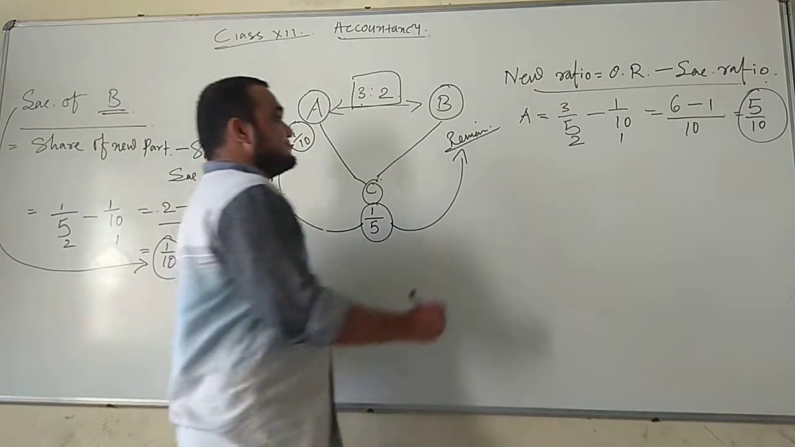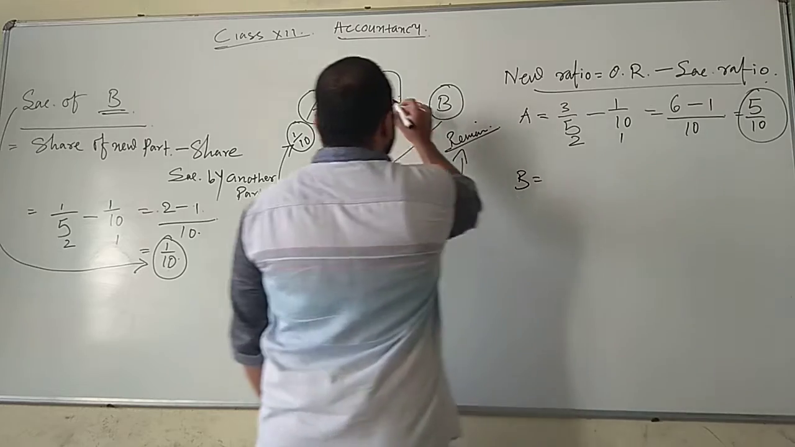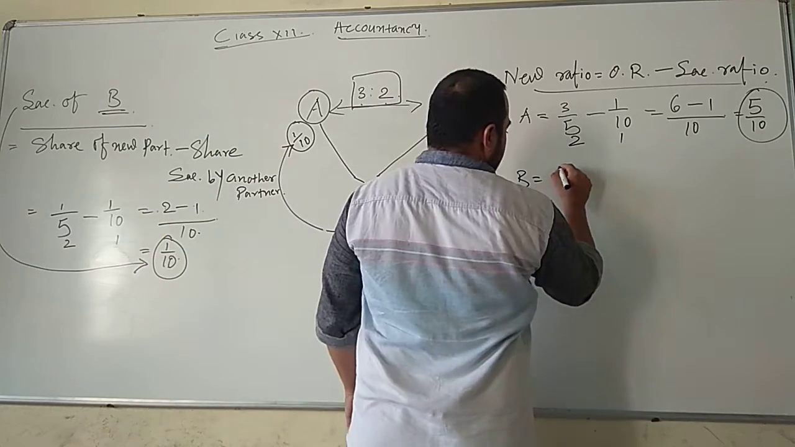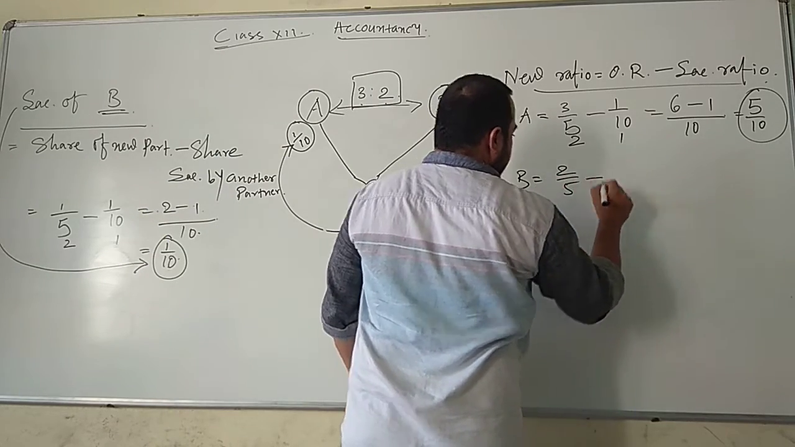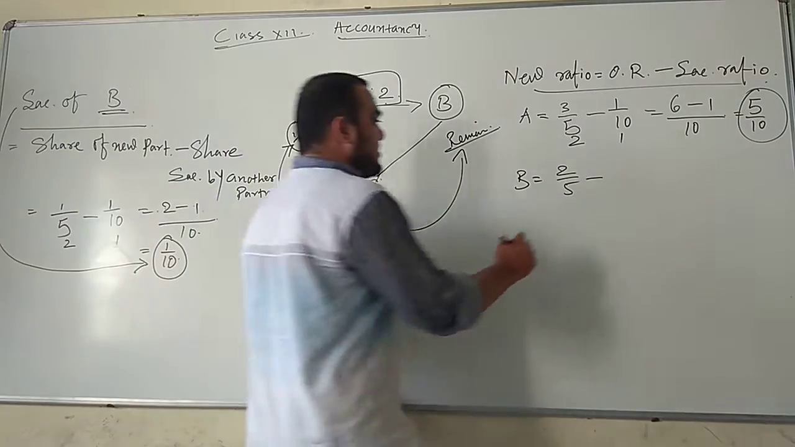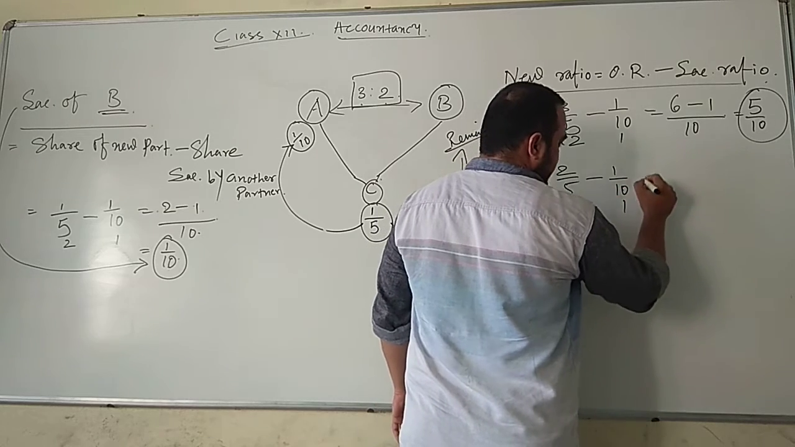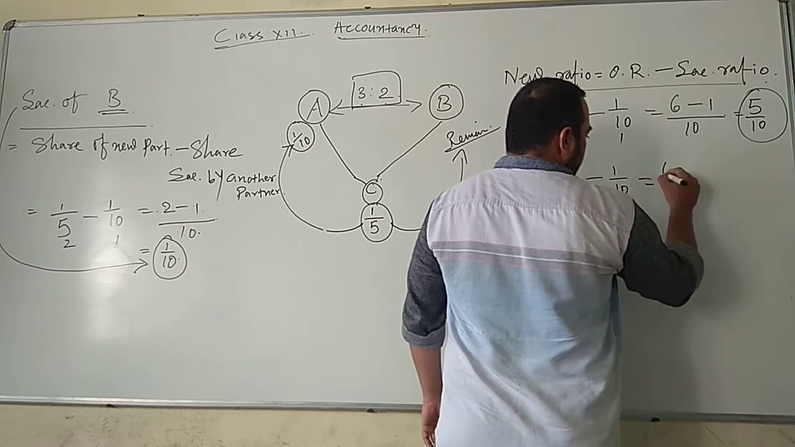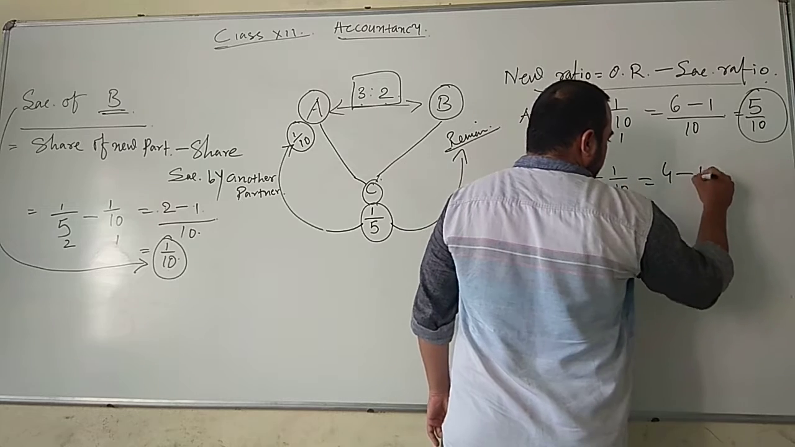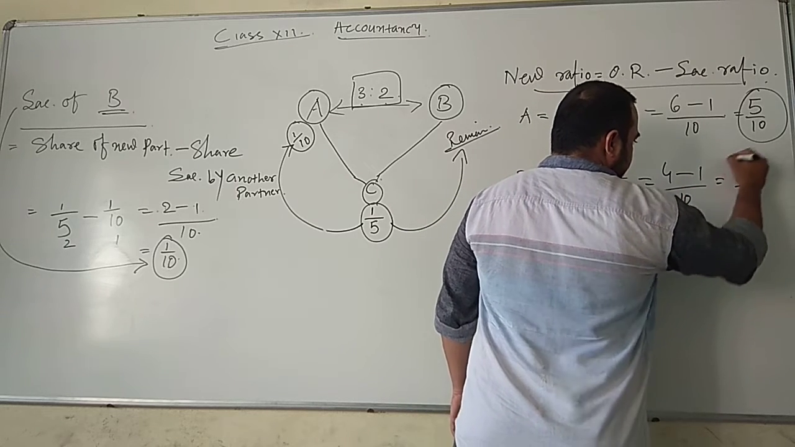B. Share is 2 by 5 old ratio, minus the sacrifice we got here, 1 by 10. So I will write down 1 by 10. So 5 2s are 10, 10 1s are 10, 2 2s are 4, minus 1 1s are 1 upon 10. So this is 3 by 10.